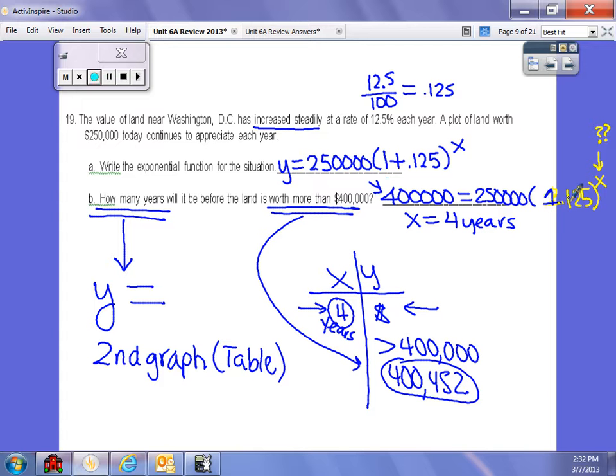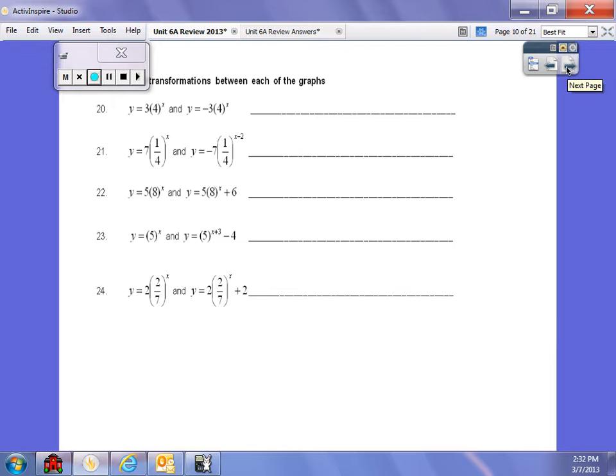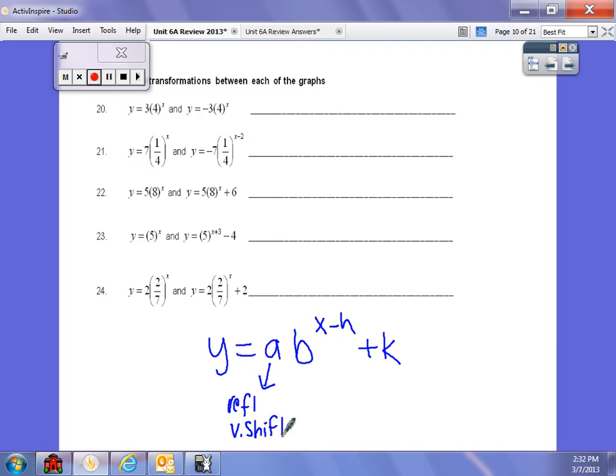Alright, that's it with the word problems. So now we're going to look at transformations. Remember, transformations are based off of this model. A tells you whether you have a reflection, and then B tells you whether you have a vertical shift. Not vertical shift, vertical stretch, or vertical shrink. And then remember, B tells you whether you're growing or decaying.